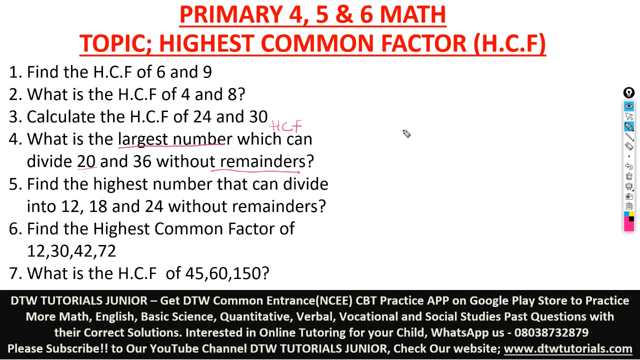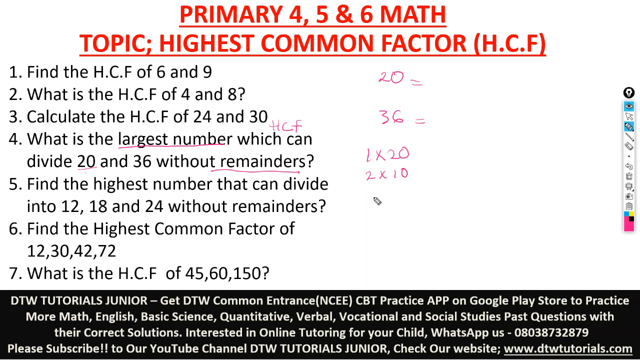Okay? Let us now find. So we find the factors of 20, find the factors of 36. What are the factors of 20? The first factor is 1 and 20. That's 1 times 20 will give us 20. The next is 2 times 10.